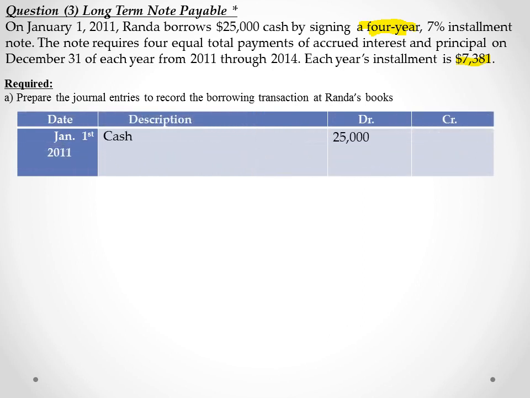So now, in the first requirement, you are required to record the borrowing transaction. So on Jan 1st, 2011, what happened to Rhonda? Rhonda borrowed cash. So the cash of Rhonda increased by $25,000. So Rhonda will record this as debit cash by $25,000. On the other hand, her liabilities increased. So she will record this as credit notes payable. So the notes payable here represents the liabilities of Rhonda.